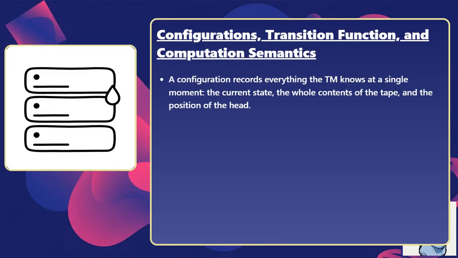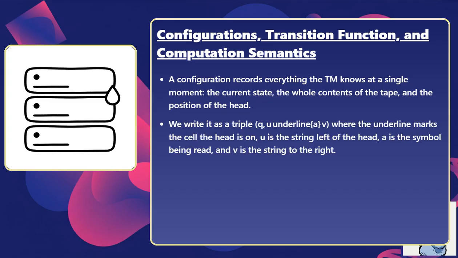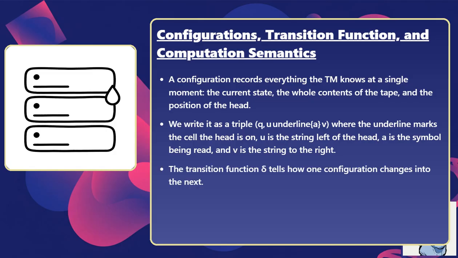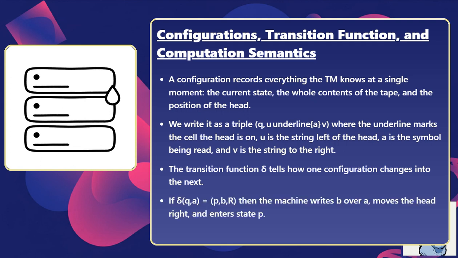A configuration records everything the TM knows at a single moment: the current state, the whole contents of the tape, and the position of the head. We write it as a triple (q, u a v), where the underline marks the cell the head is on. u is the string left of the head, a is the symbol being read, and v is the string to the right. The transition function δ tells how one configuration changes into the next. If δ(q, a) = (p, b, right), then the machine writes b over a, moves the head right, and enters state p.